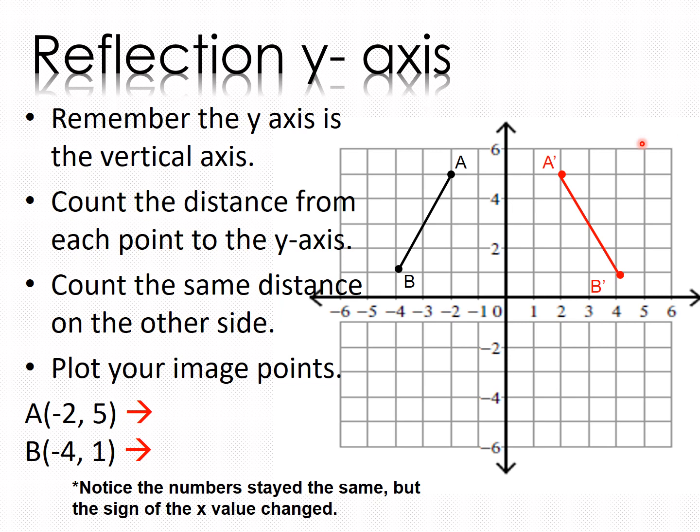So if we reflect across the y-axis, the y value is going to be the same. If we look here, we've got A and A prime. A is at negative 2, up 5. A prime is at positive 2, so the x value here changes, but it's still up at 5. We're going to count the distance from each point to the y-axis. So if we look at negative 2, 5, and we're flipping it, we're going to move over to positive 2, positive 5. Negative 4, positive 1 is going to be positive 4, positive 1. Okay?